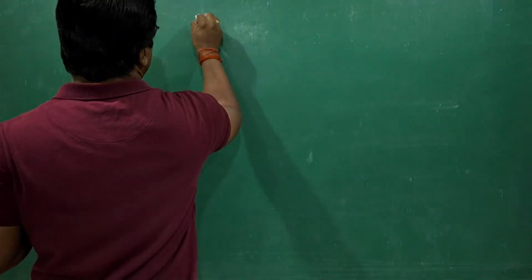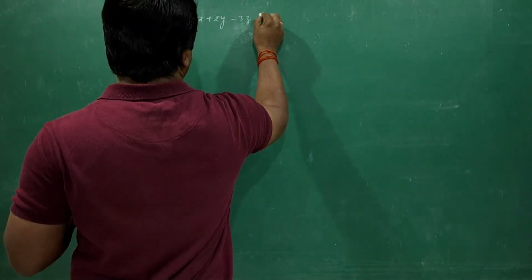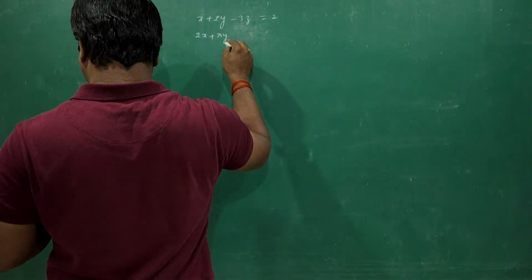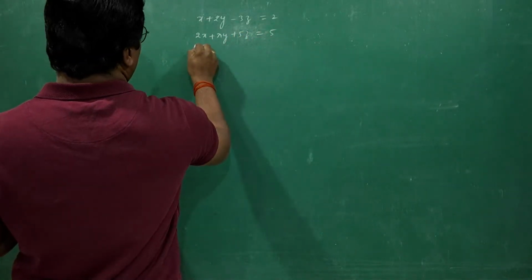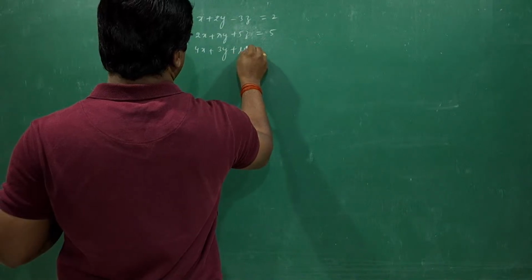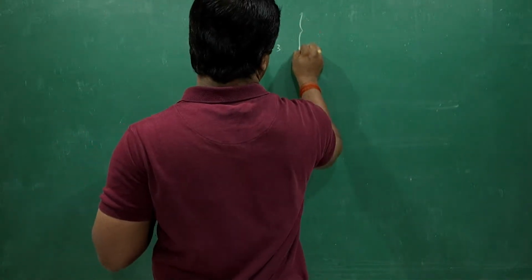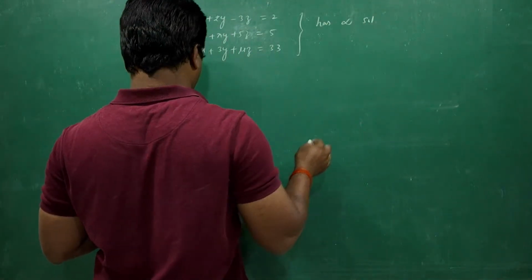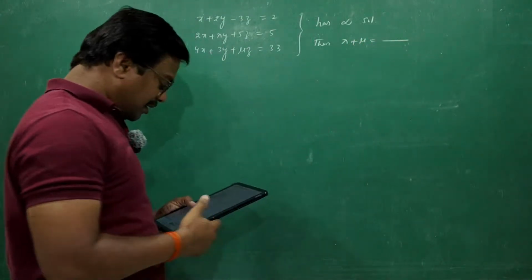Given that x plus 2y minus 3z is equal to 2, 2x plus lambda y plus 5z equal to 5, 4x plus 3y plus mu z is equal to 33. The system of equations has infinite solutions. Then the value of lambda plus mu. This is the question.